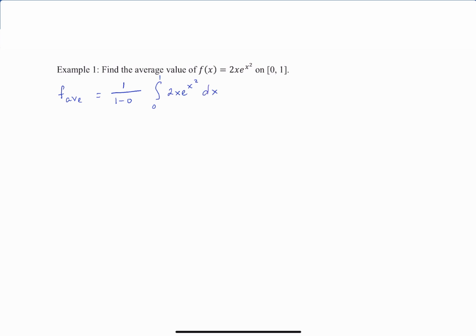Now we are going to need a u substitution to evaluate this definite integral. Let's let u be x squared, then du will be 2x dx. I'm going to go ahead and change the limits of integration to u's also. When x is 0, u will be 0 squared, which is 0. And when x is 1, u will be 1 squared, which is also 1.